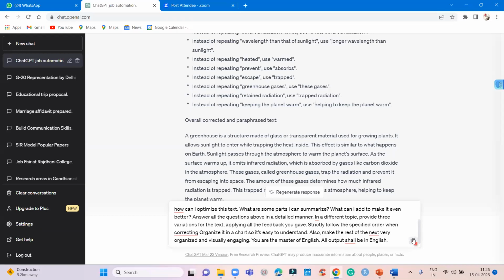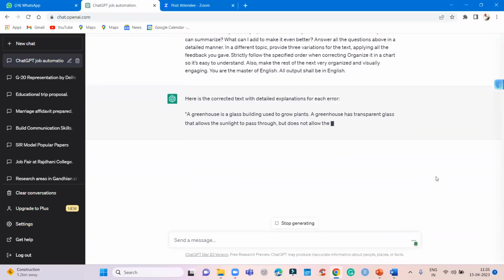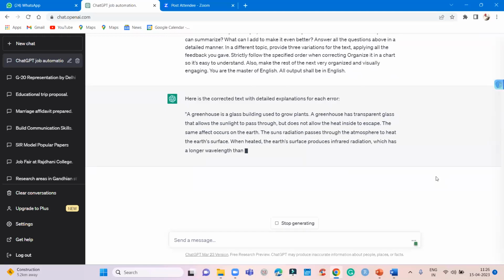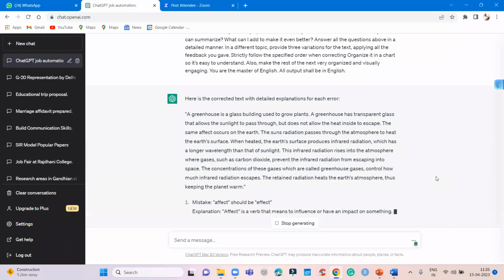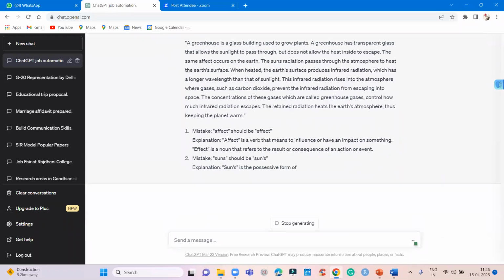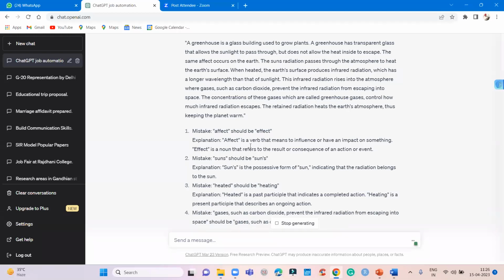Now see the prompt. Such a beautiful prompt it is. It can do a lot of things for you. You see the outcome of this. You will be amazed to see. See, it is writing where you have made mistakes. You cannot write "sums" like this. It has to be like this.